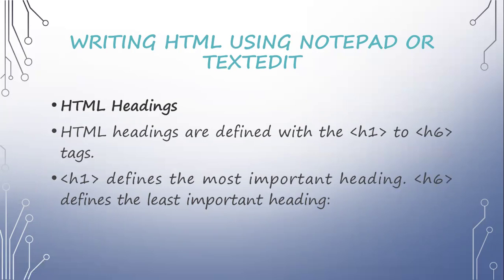HTML headings. HTML headings are defined with the H1 to H6 tags. From H1 to H6, they differ in terms of size. You will see them clearly when we try the activity. The H1 defines the most important headings, whereas the H6 defines the least important headings. So not only in terms of size, but also in terms of importance, the H1 will definitely mean the most important heading, while the H6 will mean the least important heading.